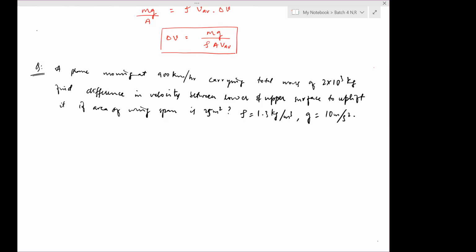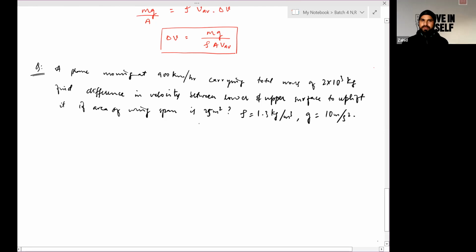So you have to convert hour to seconds. You have to convert all quantities in terms of SI units. We have 900 km per hour, that is speed. So just multiply it by 5 by 18 to convert it into meter per second.